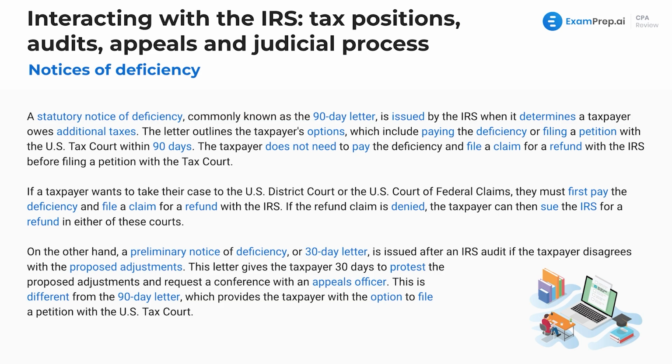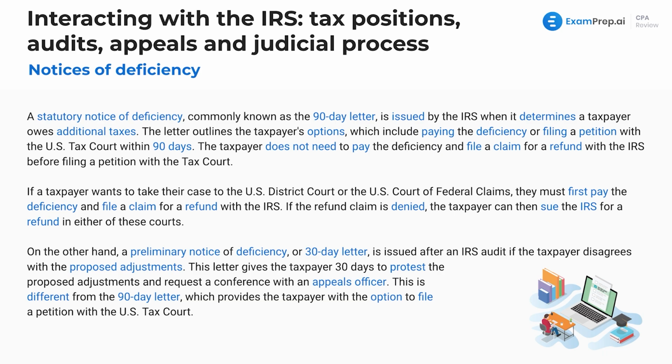Notices of deficiency. We mentioned these a little bit earlier, but let's see a few other points. Make sure you know this. Last slide here. We'll wrap it up and call it a day. Now, a statutory notice of deficiency, commonly known as the 90-day letter, is issued by the IRS when it determines a taxpayer owes additional taxes. Yeah, we knew that. The letter outlines the taxpayer's options, which include paying the deficiency or filing a petition with the U.S. Tax Court within 90 days.